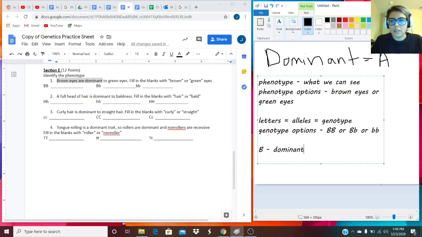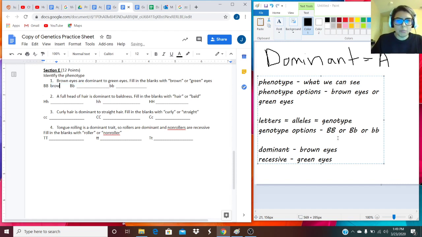And so dominant is going to be brown eyes. For recessive, it's going to be green eyes. Even though it doesn't say right here that green eyes are recessive, we know that it's recessive because here it says brown eyes are dominant. So now that we have all this information, and we already practiced that uppercase is dominant and lowercase is recessive, we can go ahead and answer this. Capital B, capital B, they're both dominant, and if it's dominant, they're going to have brown eyes.